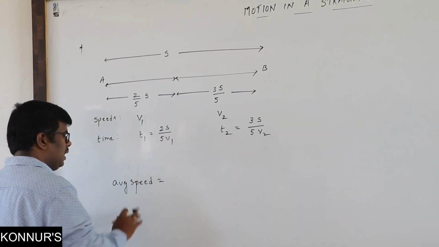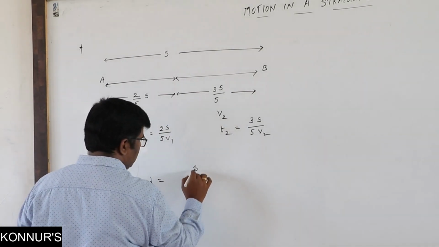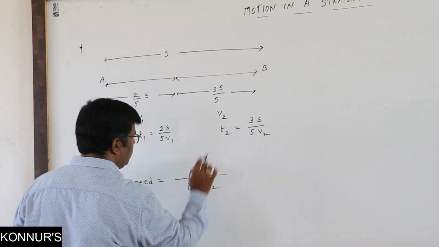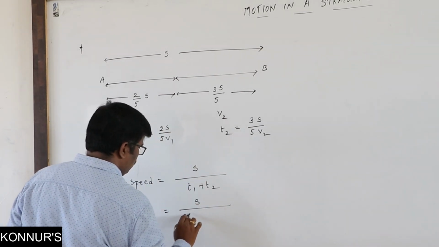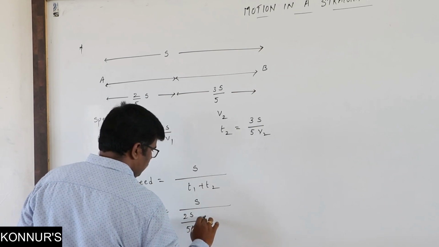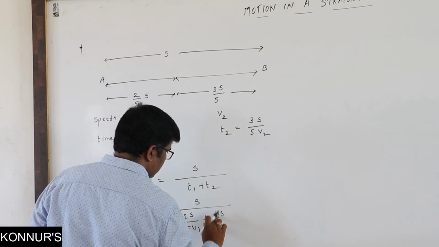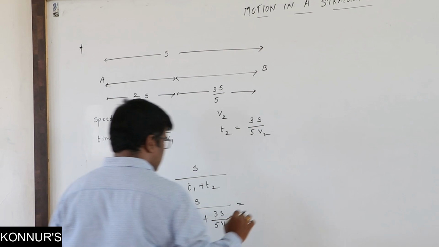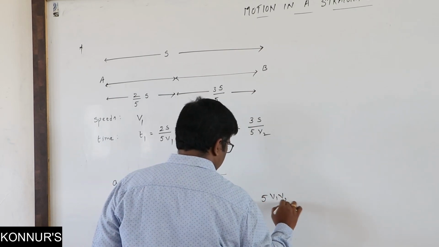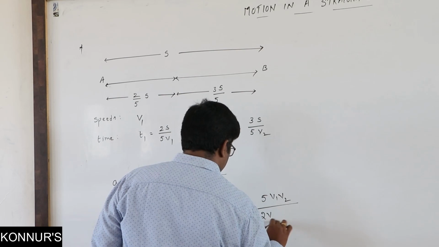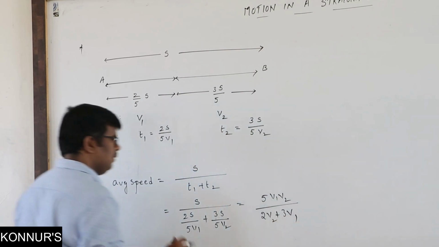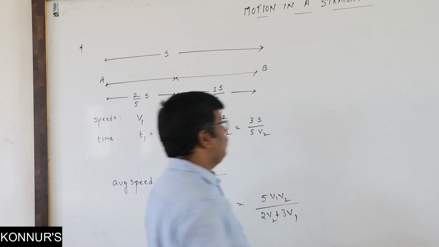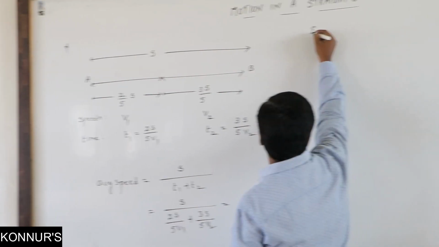t1 plus t2 is the total time, and average speed we can write as total distance S by total time t1 plus t2. Then you can solve this by substituting 2S by 5v1 plus 3S by 5v2. Then we can simplify it as 5v1v2 by 2v2 plus 3v1. This is the average speed in a case like this. Next, let us suppose one more example.